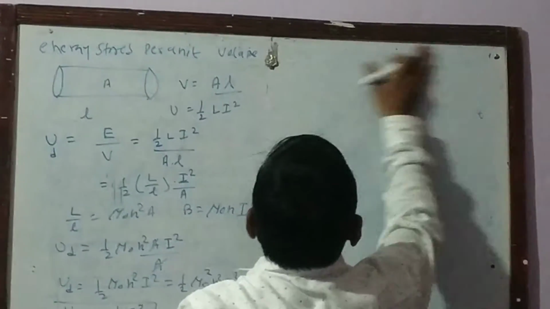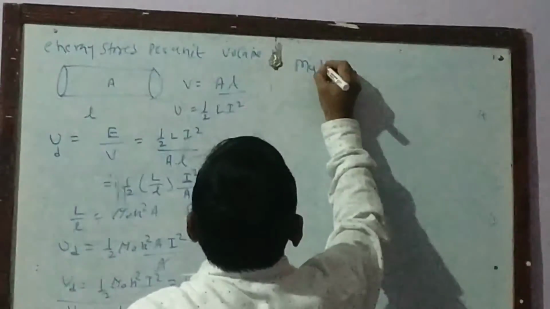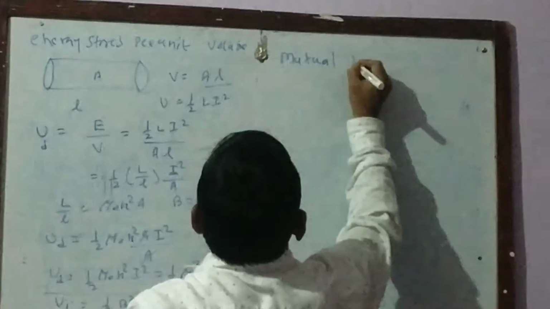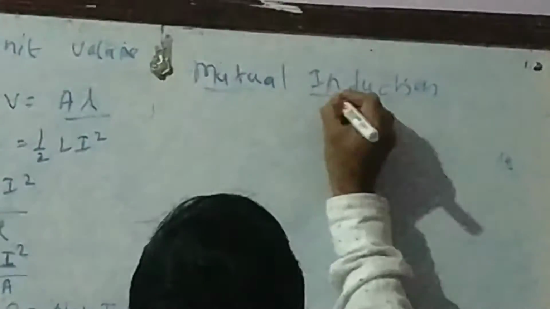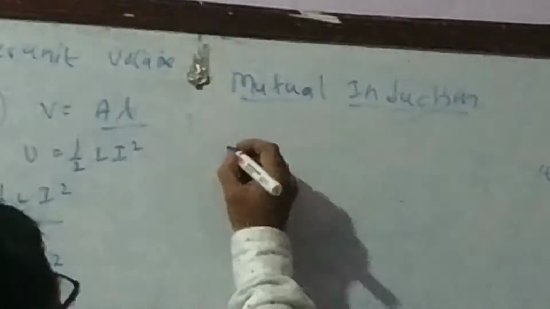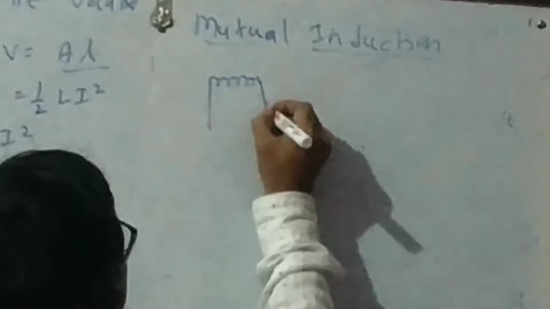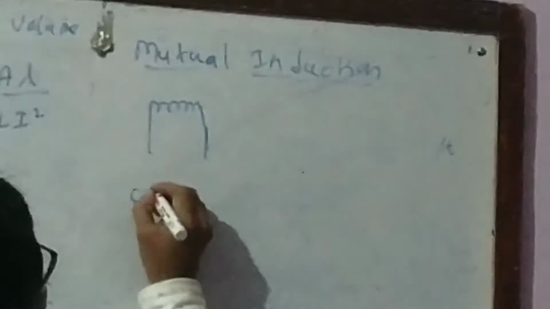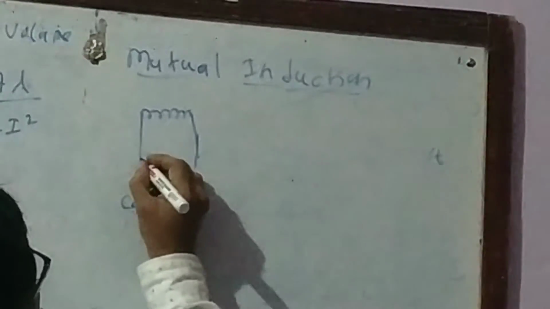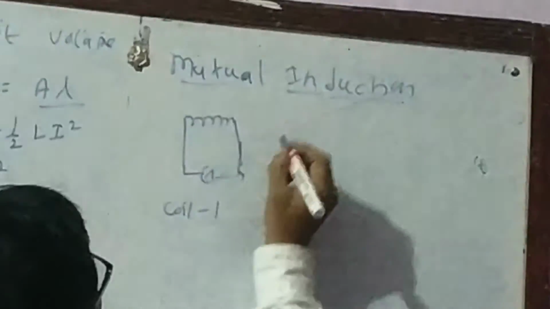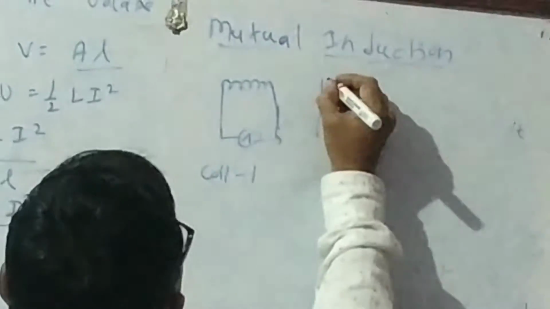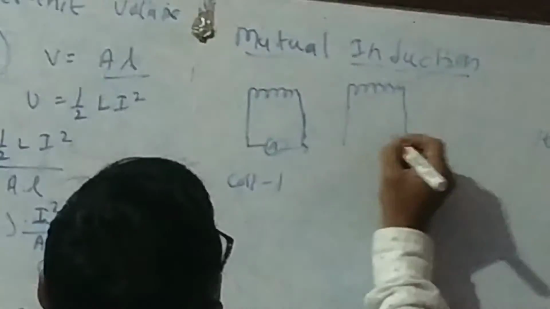Mutual inductance. The concept of mutual inductance. Now let us consider two coils. This is the first coil, coil 1, and this is coil 2. This is the galvanometer.